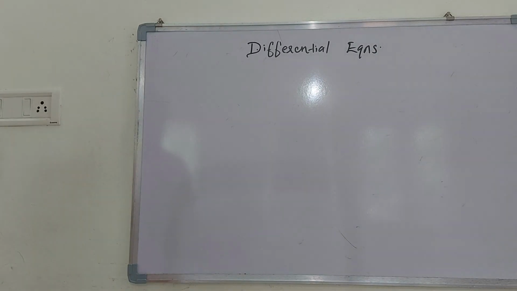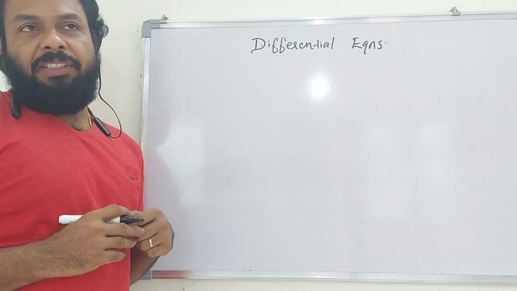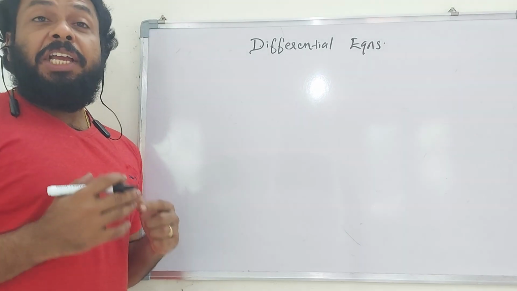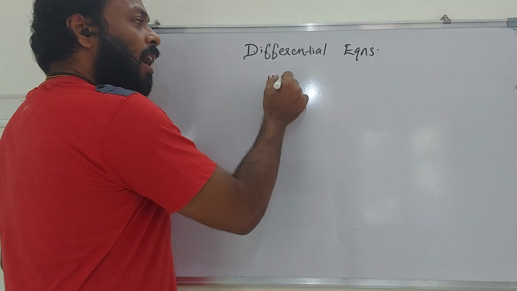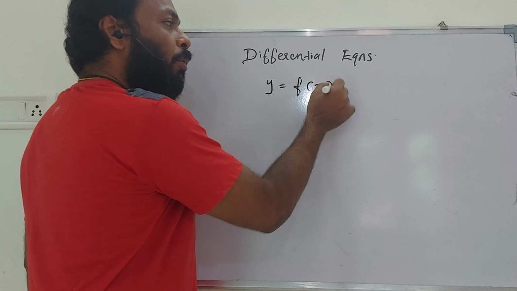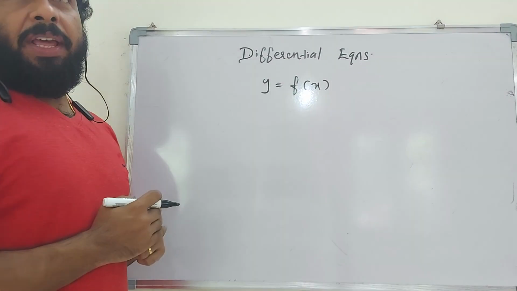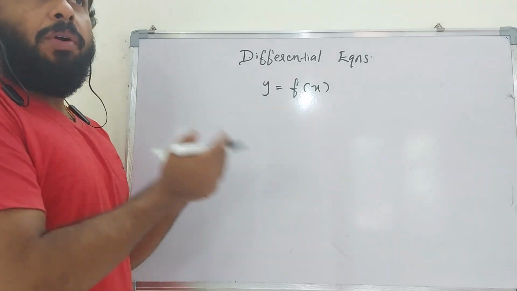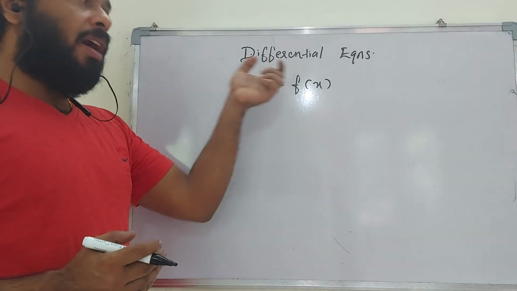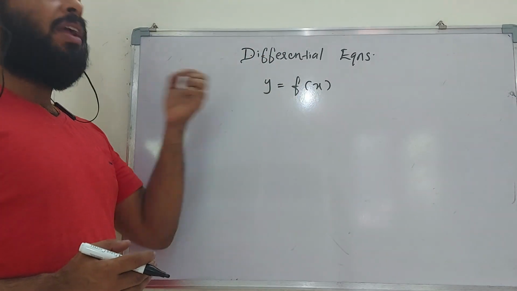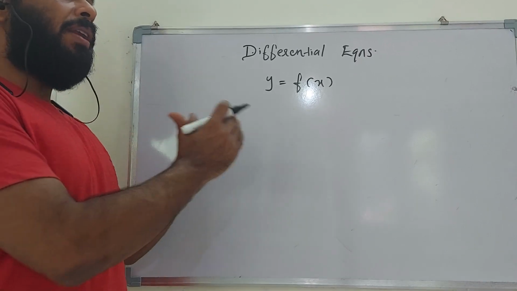We will start our first module, which is differential equations. We are all familiar with equations involving derivatives. If we consider an equation of the form y equal to f of x, then it means y depends on x. Y varies according to the variation of x. X can independently choose values, and according to the values of x, y also takes some values. Okay, so y depends on x.